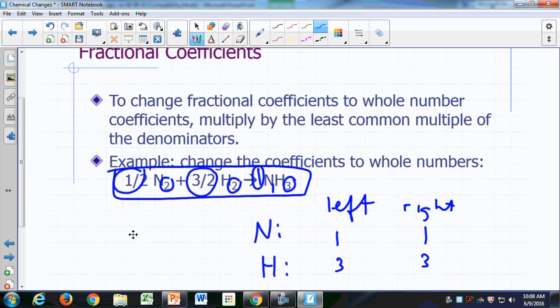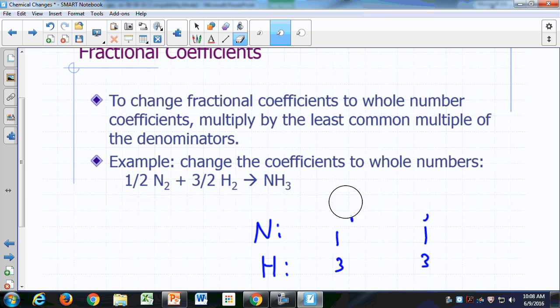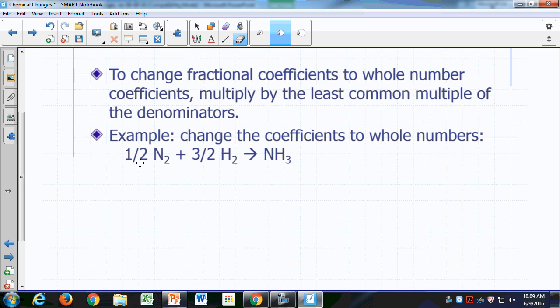So that's a balanced chemical equation using fractional coefficients. It doesn't mean that half a molecule of N2 will react with 3/2 of a molecule of H2. There's no such thing as half a molecule. What this means is if you have half a mole of N2, it will react with 3/2 of a mole of H2 to give you a mole of NH3.